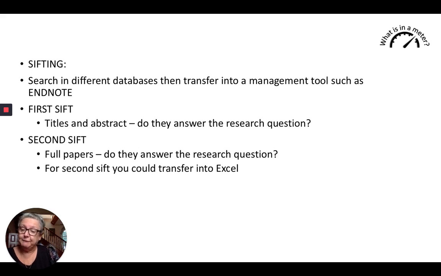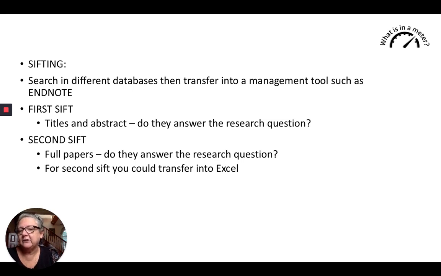So for second sift, for all of those that you've said yes to, you need to get the full copies of the papers. Because at the minute, you're just using the title and abstract. And it may be that they say men and women, or they don't say anything about gender, but you're interested in males. You won't know that until you get the full paper. So if you're unsure at first sift, it goes through to second sift. And that's when it gets really good, because you can look at the full papers and find out, do they actually answer your research question?